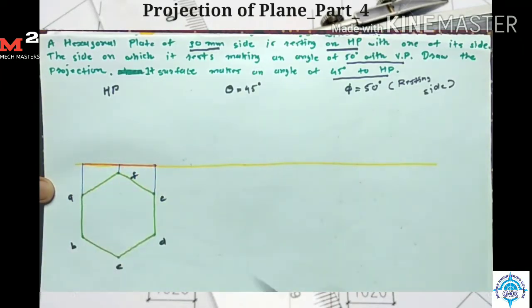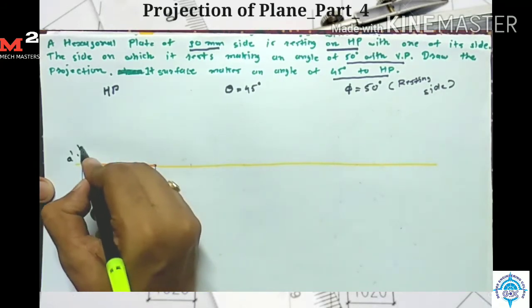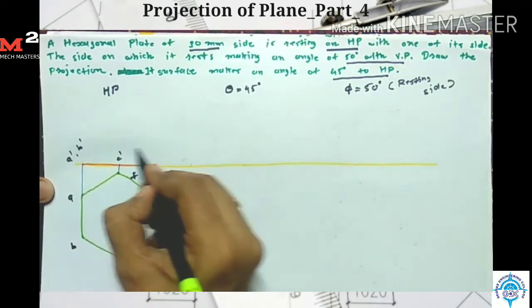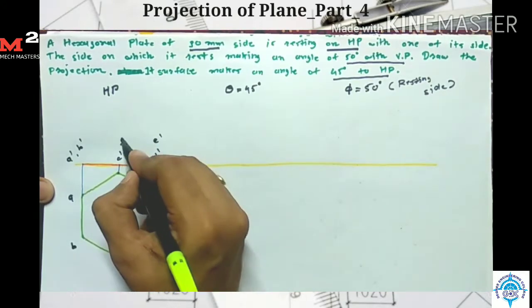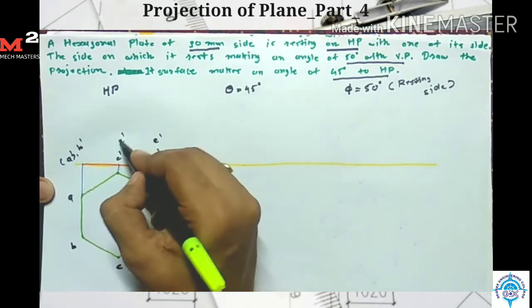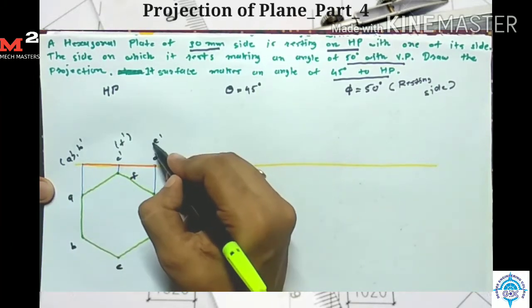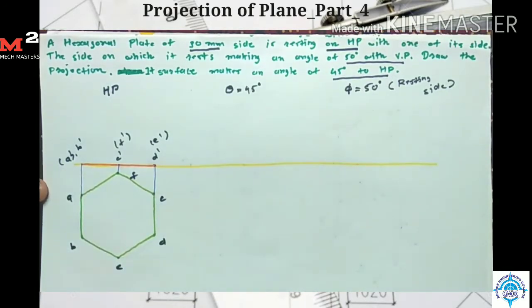Okay, I give the name A dash, B dash, C dash, D dash, E dash, and F dash. Okay, here A dash point, F dash point, and E dash point are hidden points. Okay, so I indicate these points in bracket. Okay, so our first stage is complete. Now let's come to the second stage.